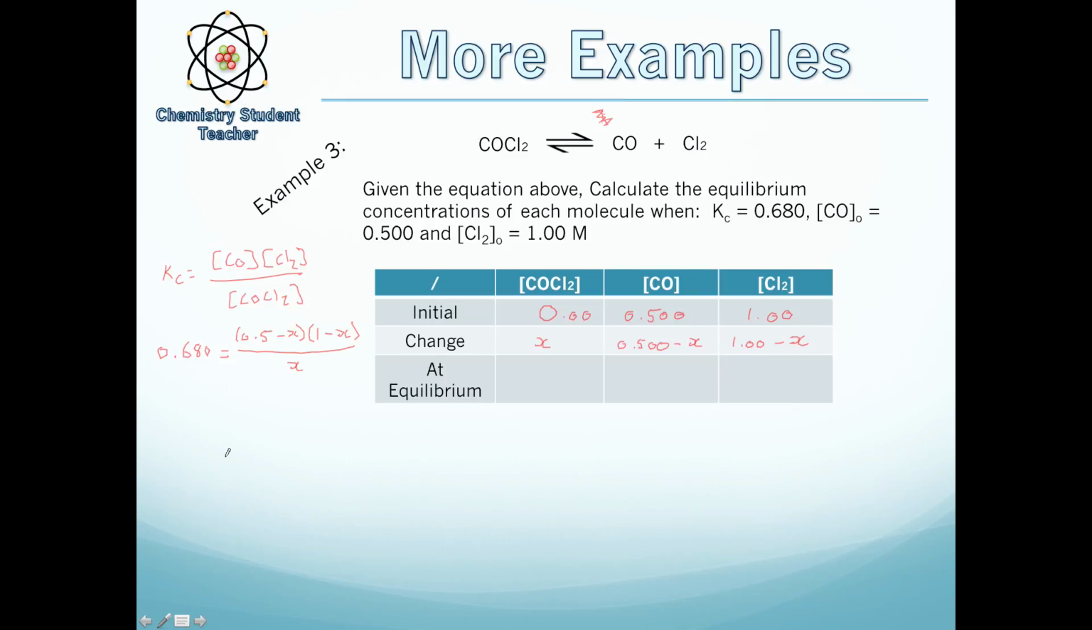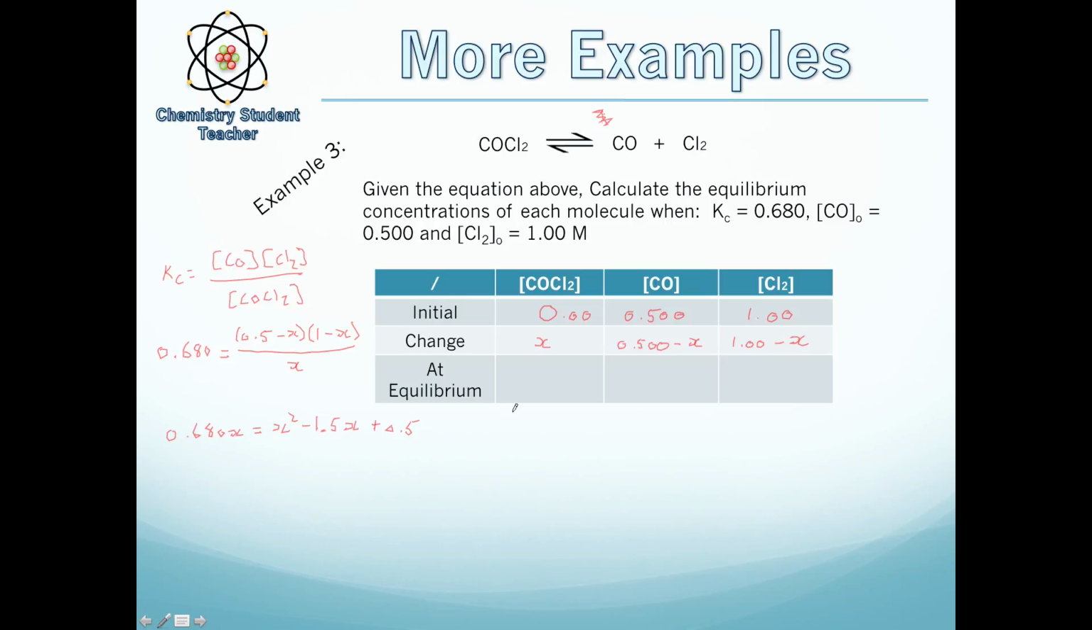So what we can do then is set up a simultaneous equation, or a quadratic I should say. So 0.680x, all I've done is just brought the x up, times it by x, and I'm going to expand the brackets out at the top. So that gives x squared minus 1.5x plus 0.5. Now I'm going to go on to a new slide just to continue the rest, as we don't have enough room.